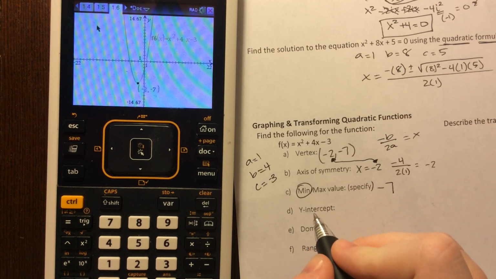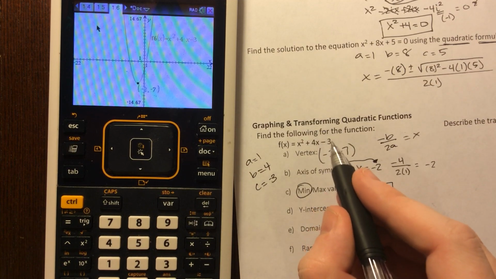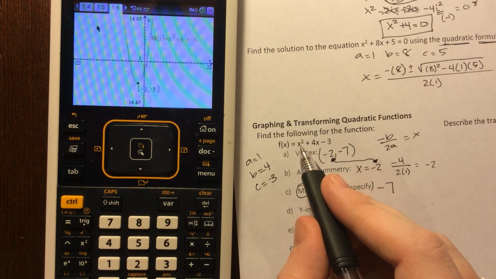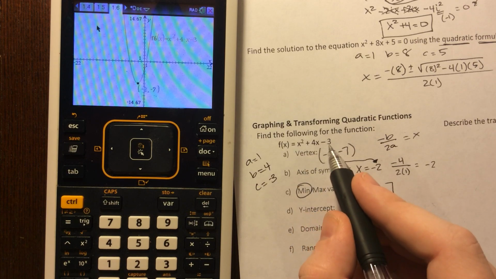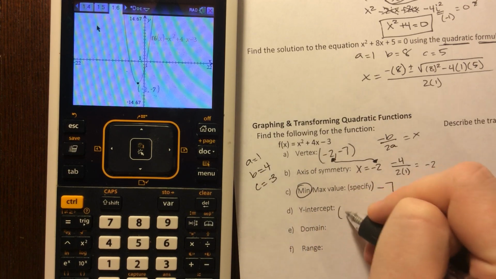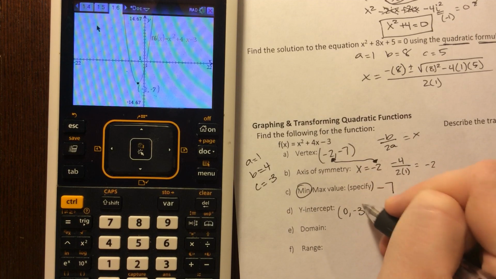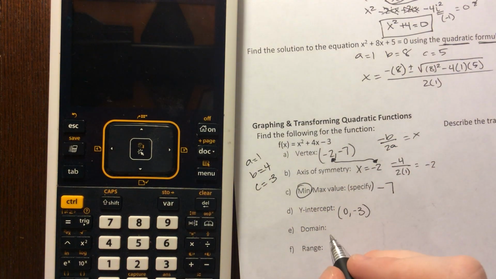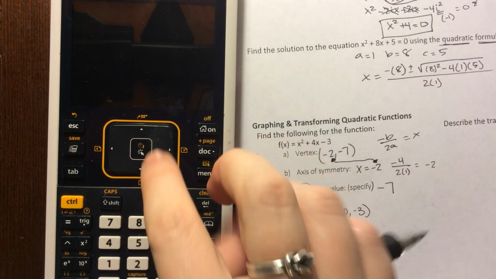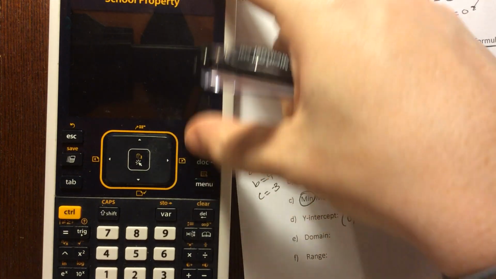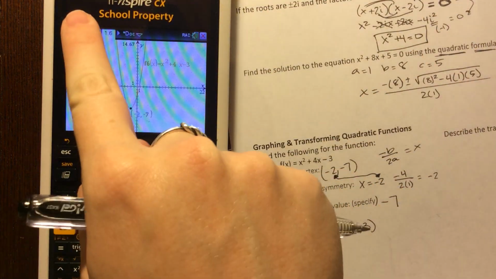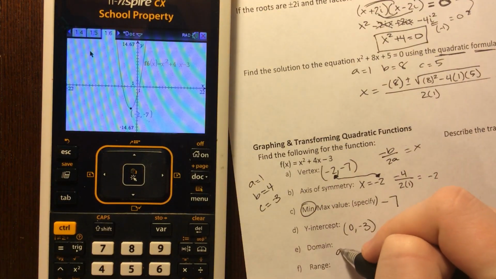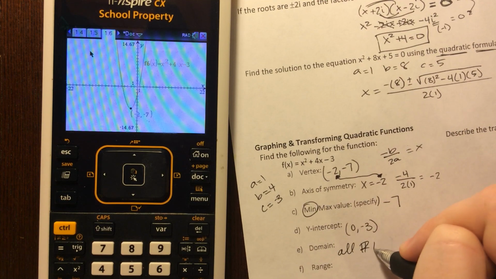The next one is the y-intercept. Remember that the last number, if it's in standard form, if it's got an x squared plus an x and then another number, the y-intercept is always the number at the end, so that negative 3 is where our y-intercept is. The domain is talking about the x values. Parabolas will always have x values that go to the left forever and to the right forever. So we say that's all real numbers.